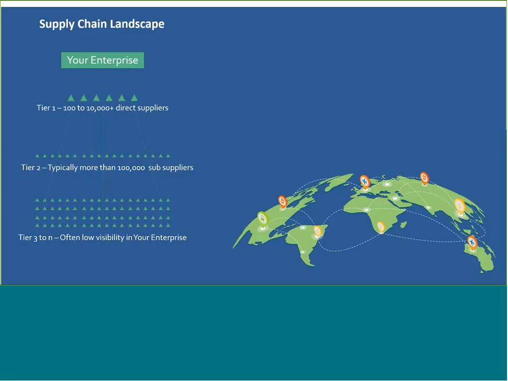So let's start with the big picture. The big picture is you've got your enterprise at the top. You make things, and you have, so I've said, lightly, 100 to 10,000 direct suppliers. You probably have thousands of direct suppliers that you know of. Those suppliers have suppliers. Of this you're very well aware, of course. And then there's a tier 3 to tier N going all the way down to raw materials, sand, aluminum, sheet steel, plastics, things like that.